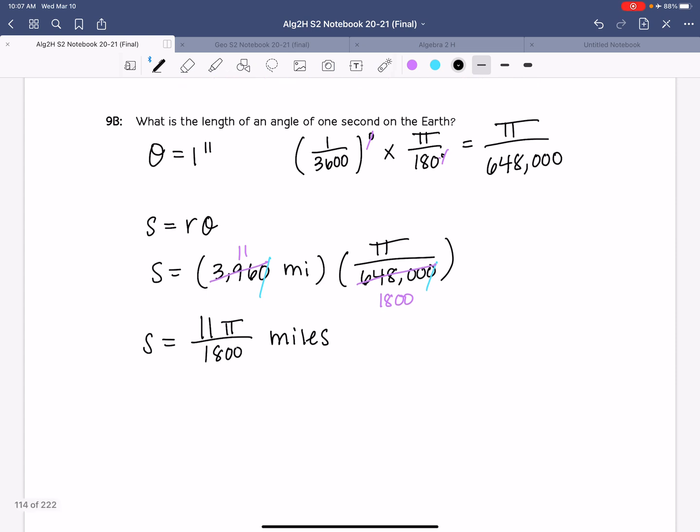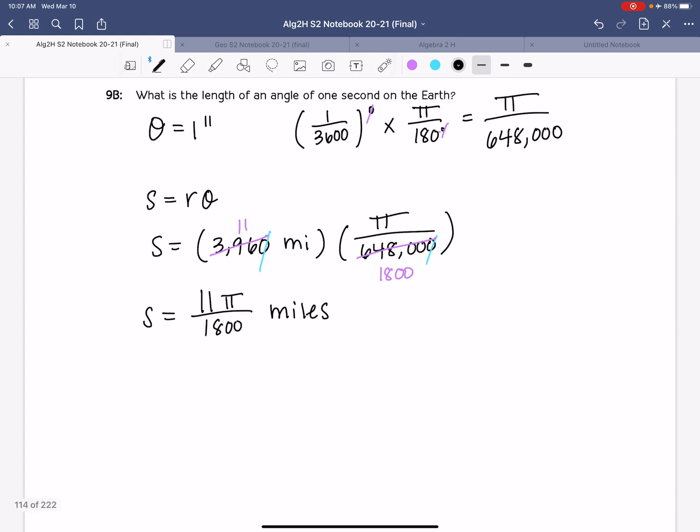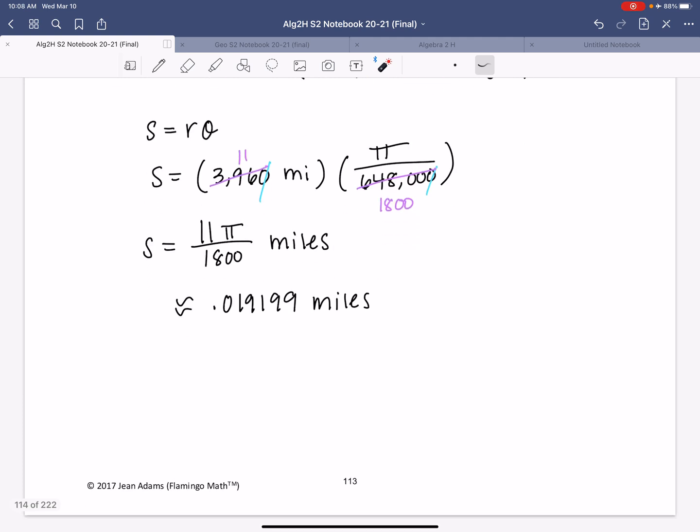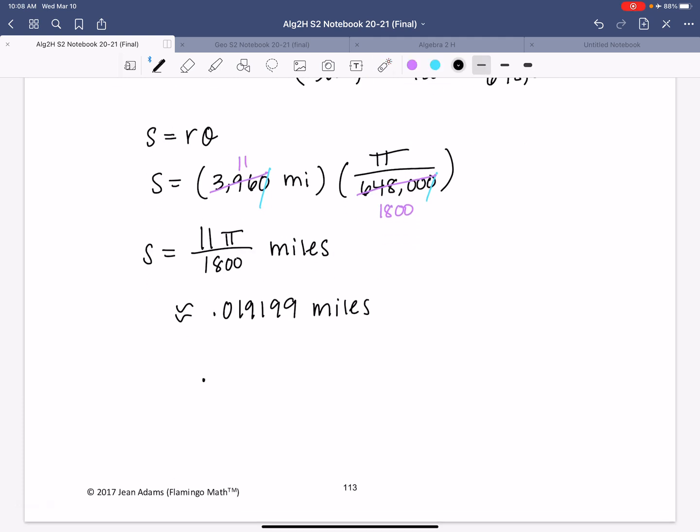And this one doesn't say we have to do feet. So we're going to leave it like that. If you wanted to plug it into a calculator, it would have been 0.019199 miles. But I like exact answers because it's less work. And again, if we did want to do feet, it didn't tell us we had to, but if we did, you just take that decimal, multiply by 5,280, and we get approximately 101.37 feet. All right, and that's going to conclude our notes on trigonometry 2.